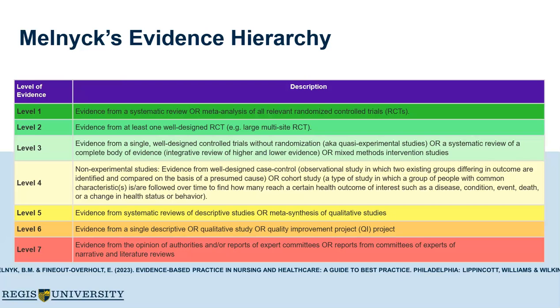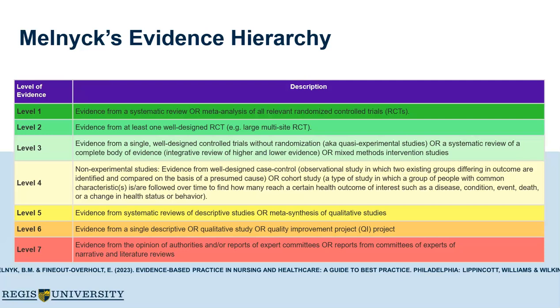When looking at the literature for the evidence, you're going to see different sorts of evidence hierarchy, which give you the level of evidence for certain types of studies. Your course may use the Melnyk evidence hierarchy, which is a well-established hierarchy for evidence-based practice, which details the types of studies that are covered from level 1 to 7.